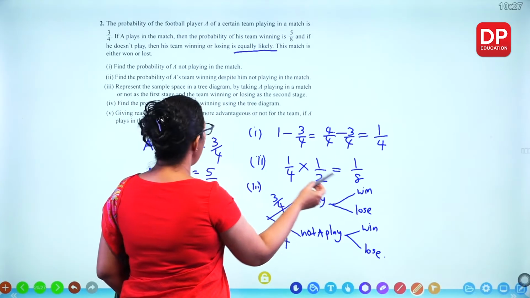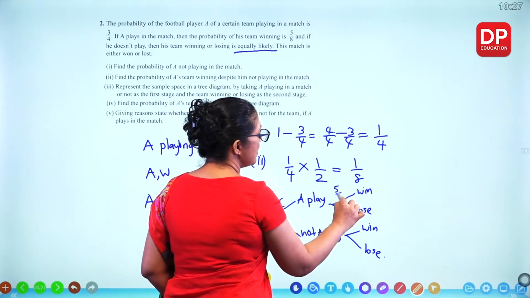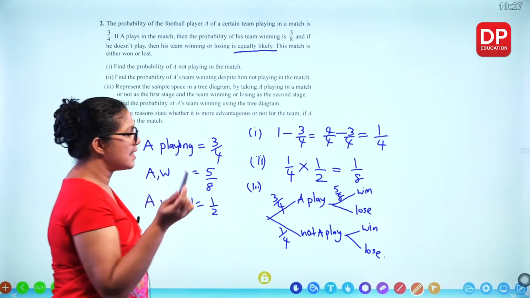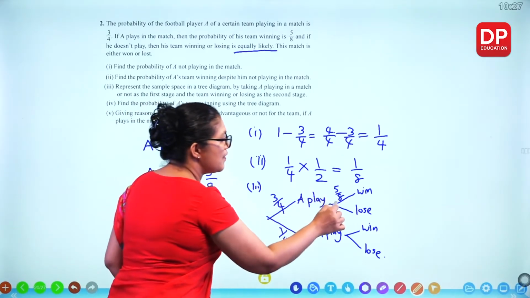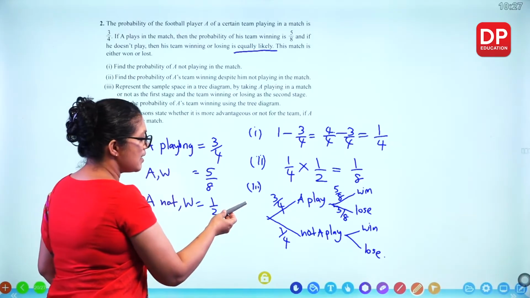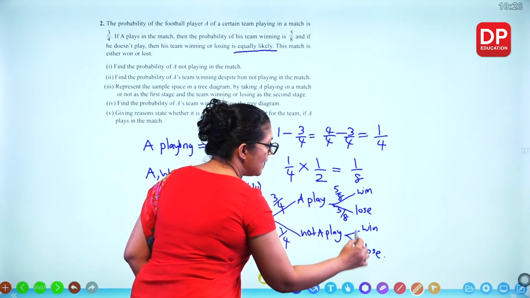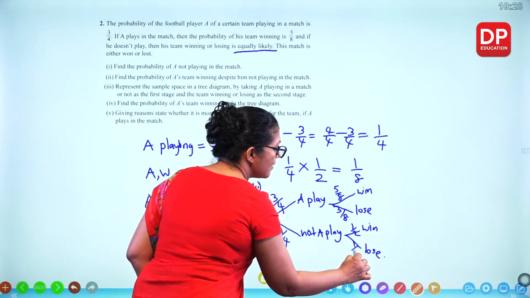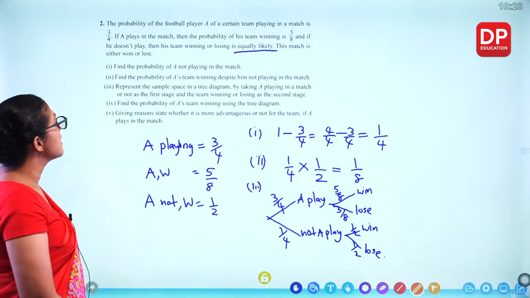A plays and winning is 5 over 8. So what is this probability? Losing. A plays and losing, the remaining part 3 over 8. This part, A not playing and winning chance are equally likely. So this is half and half. Now we'll try to answer the questions.